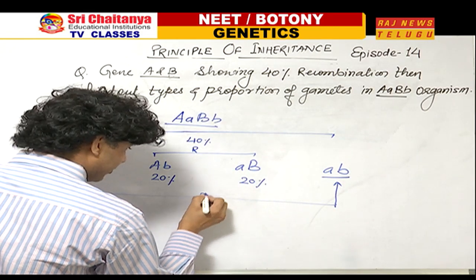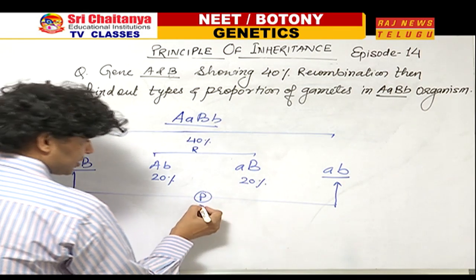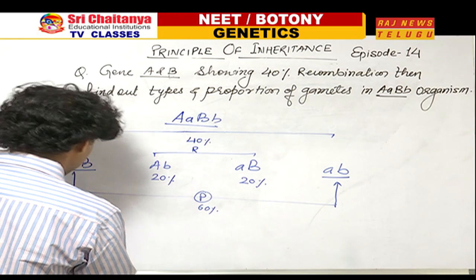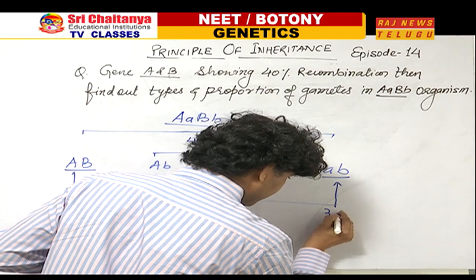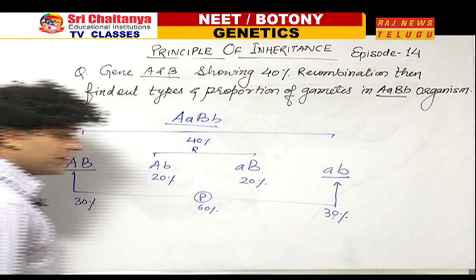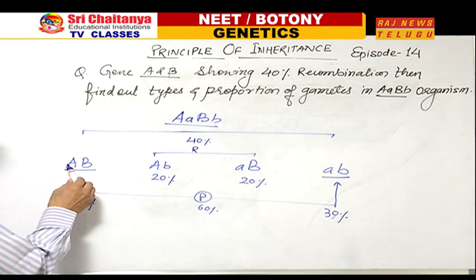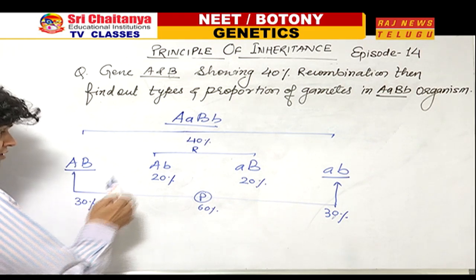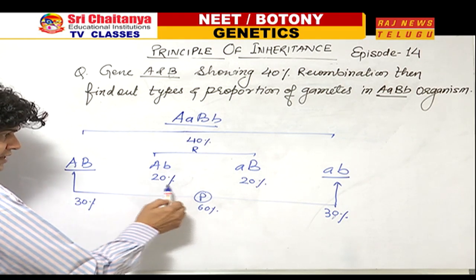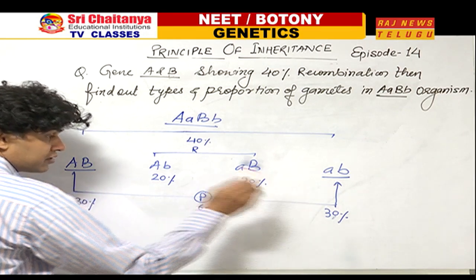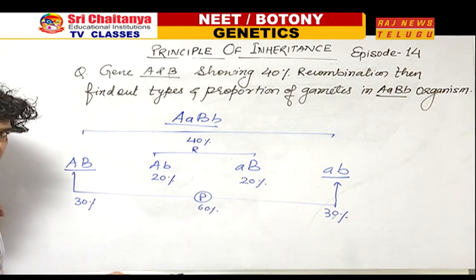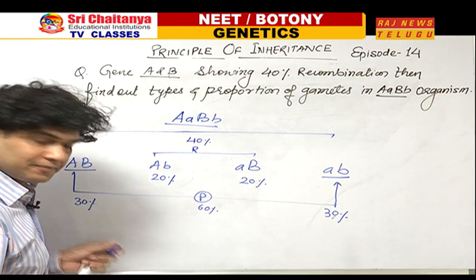These are the parental combinations, and parental combinations are total 60%. It means this one is 30% and this one is also 30%. It means we will obtain 4 types of gamete: capital A, capital B 30%, capital A, small b 20%, small a, capital B 20%, and small a, small b 30%. Types and proportion both are clear.